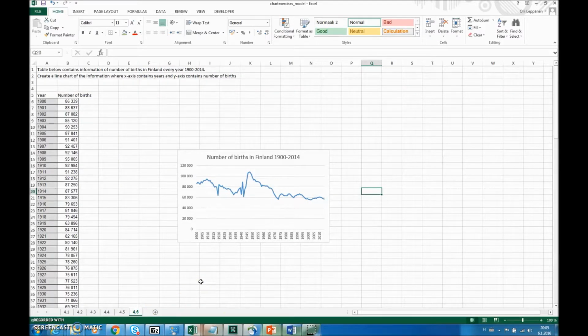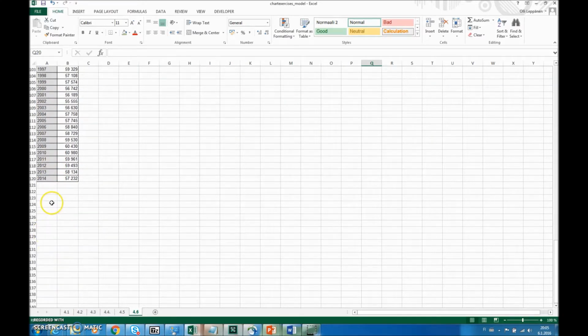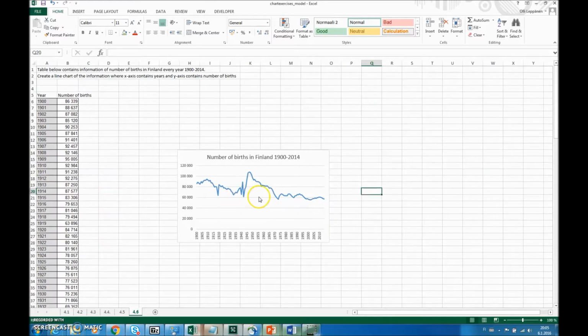And the last one is the classic number of birds exercise. Here is the number of birds in Finland for each year since 1900 to 2014, and you should be able to make this type of line chart to show the trend of the number of birds in Finland.